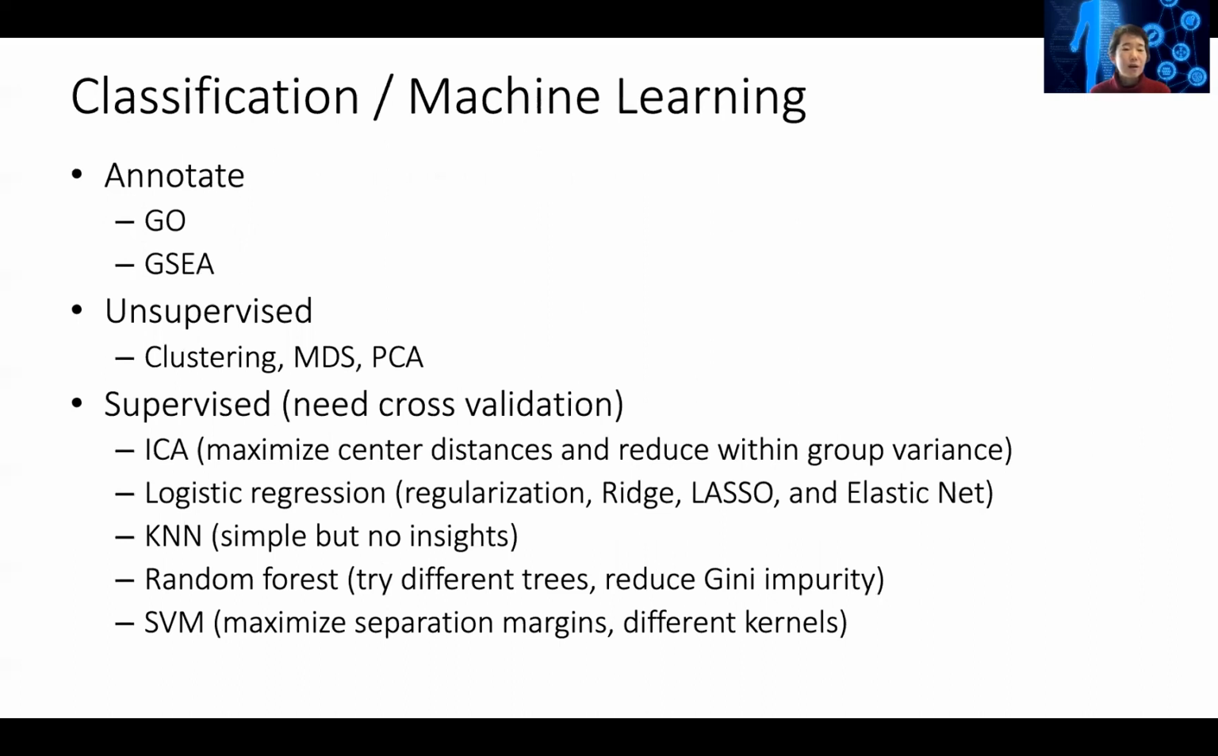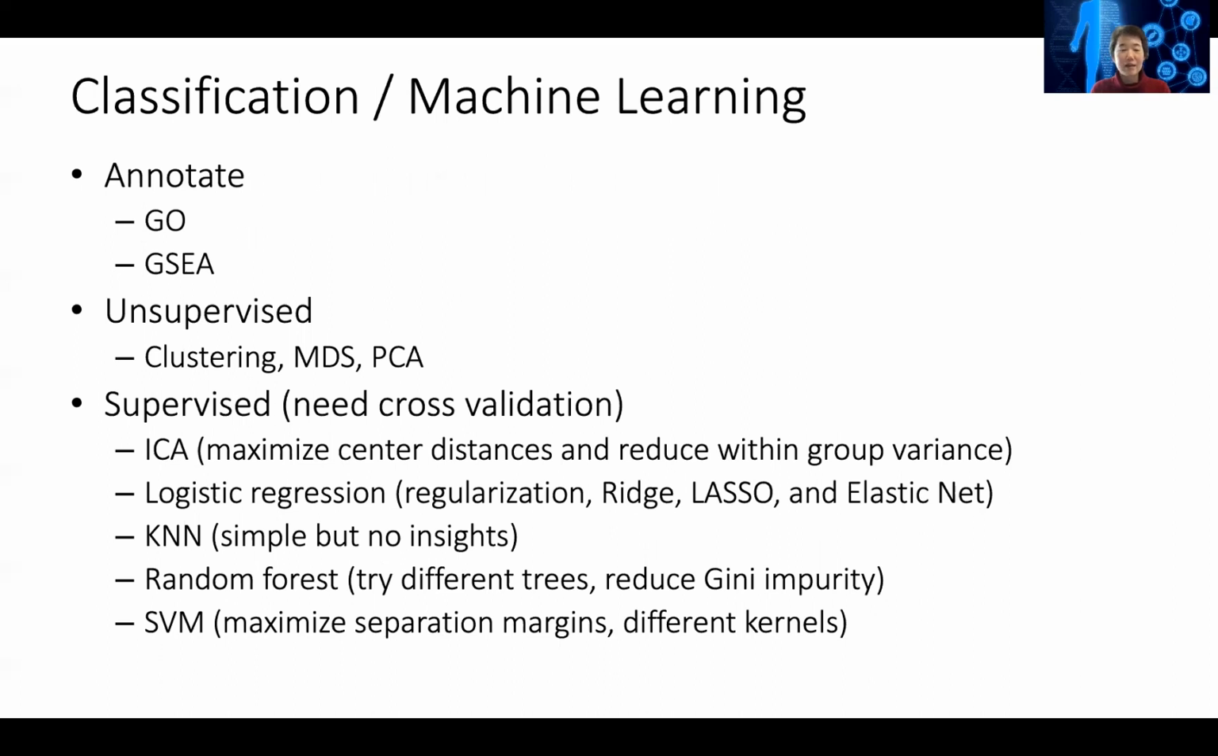So for RNA-seq, sometimes you might also want to do classification. In this case, if you have a lot of samples that you have already profiled, some are, say, normal, some have disease, and then you have a new sample that you have RNA-seq data for, you want to see, does it belong to the normal or the disease?